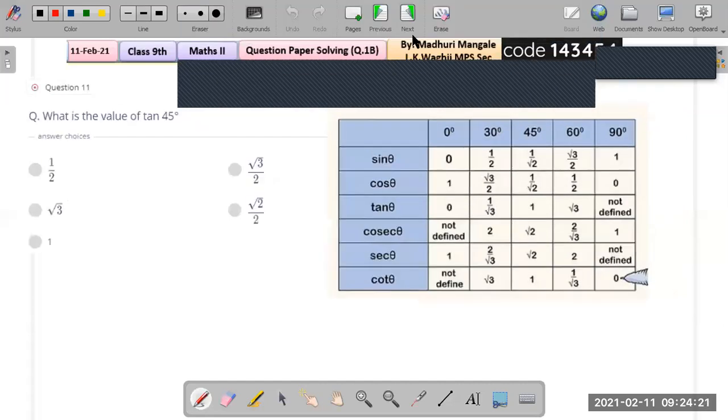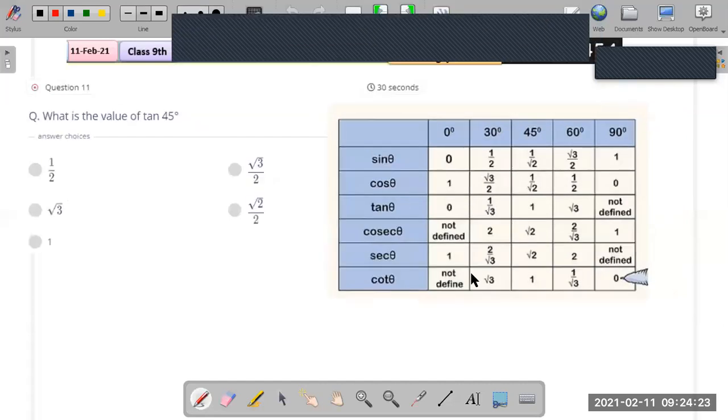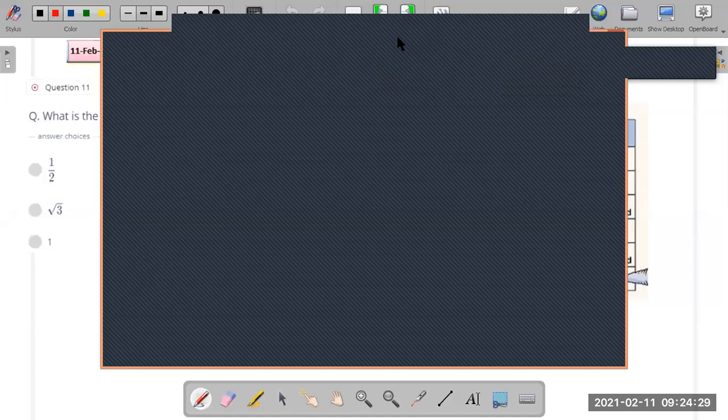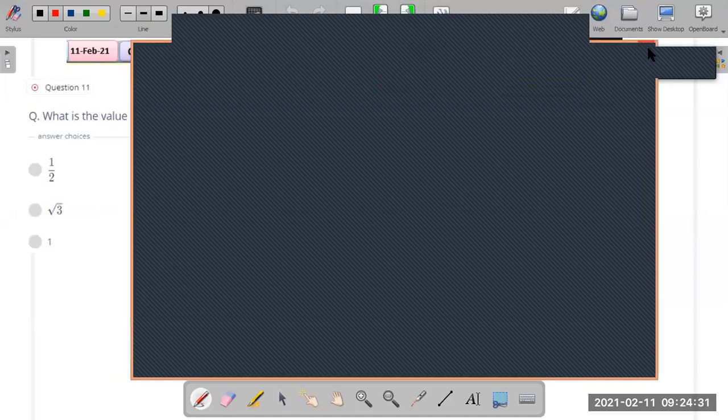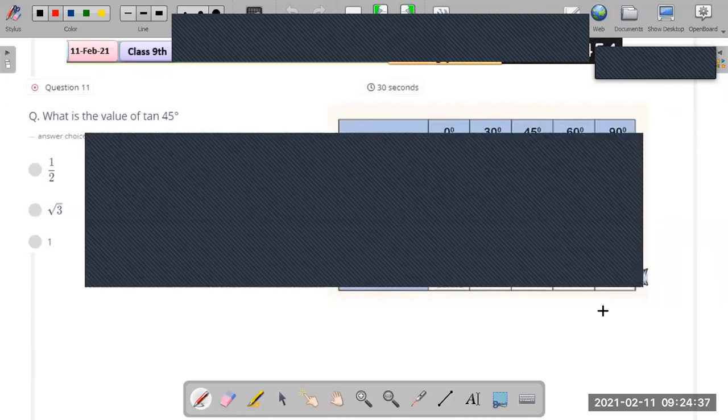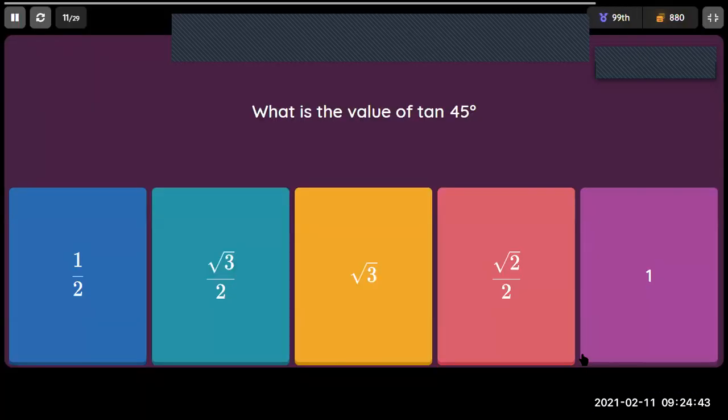The next question, tan of 45. What is tan of 45? So quickly rush to the quiz screen and answer it. What is the value of tan 45? Again, a very easy question. Nothing can be more easy than this, right? What is the value of tan 45?